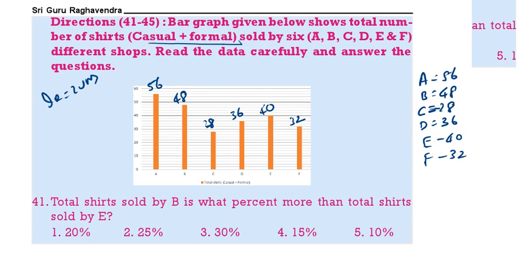Now see the first one. Total shirts sold by B is what percent of total of E? B is 48. E is 40. So 48 is how much more? 8 more. So 8 by 40 is 1 by 5. 1 by 5 is 20%. 20% is the correct answer.